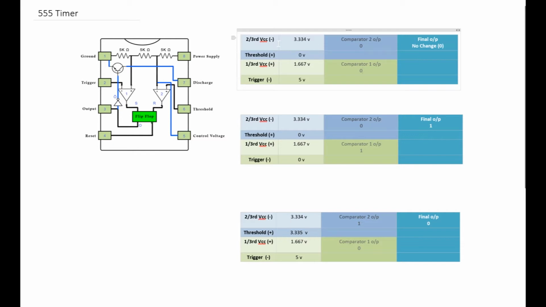Now it's comparing 3.334 volts on the inverting terminal and 0 volts on the non-inverting terminal, which gives us a 0 output for the reset of the flip-flop. So as we know from the truth table of the SR flip-flop, with both comparators giving a 0 output, there will be no change in the state. So it's going to remain as it is.